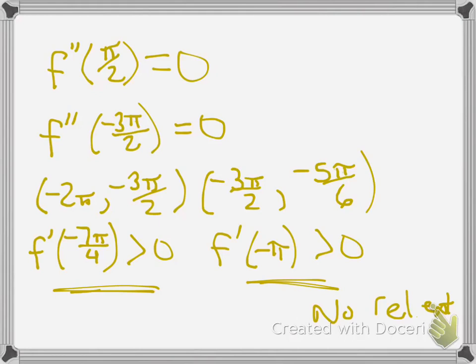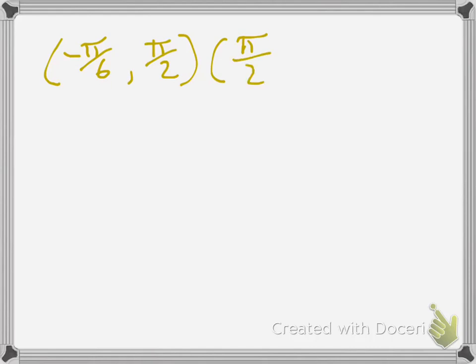The last one to do would be to set up similar intervals around pi over 2. If you go back to our values, the value right before pi over 2 would be negative pi over 6, so we go negative pi over 6 to pi over 2, and then pi over 2 to 7 pi over 6, the next value that we would have in our list numerically.